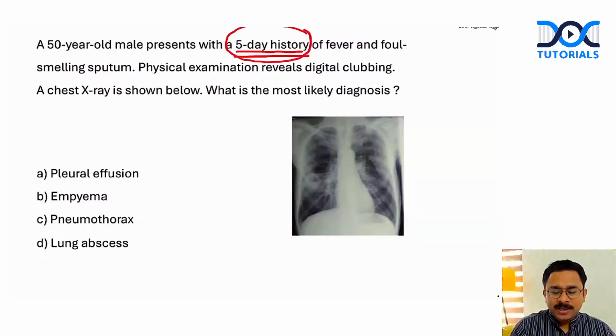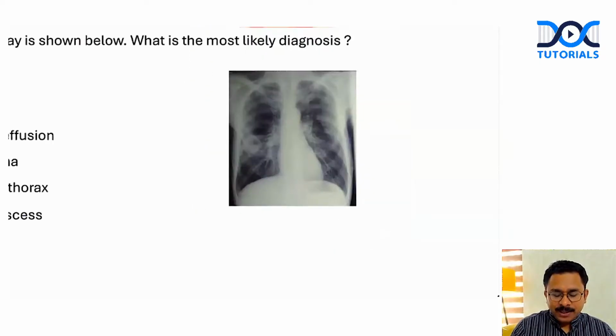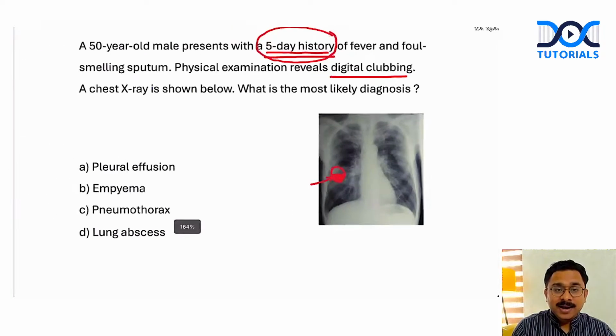Digital clubbing. Clubbing can be seen in both bronchiectasis as well as lung abscess. Now let us look at the chest x-ray, which might give us a better idea. Now chest x-ray is showing a thick walled cavity which has an air fluid level. So when you get such sort of a thick walled cavity with an air fluid level, you are considering the possibility of a lung abscess.